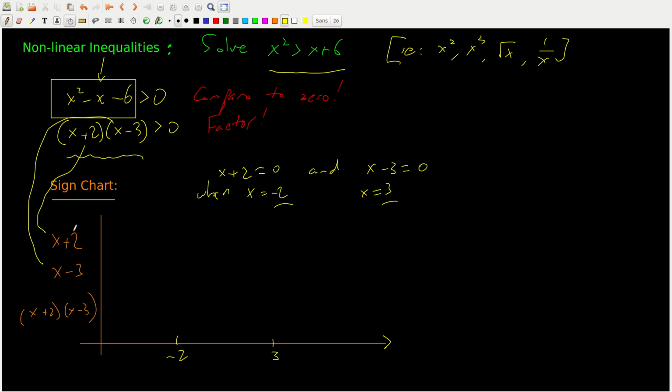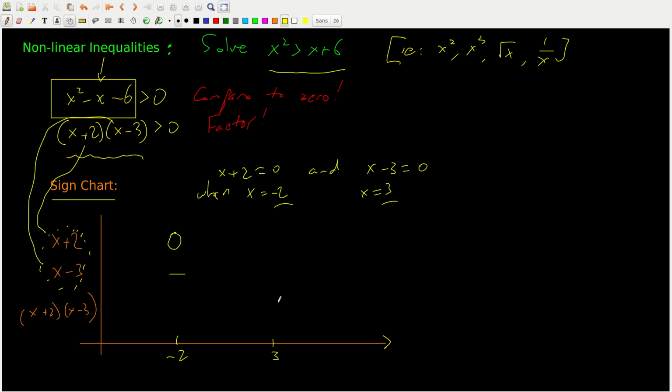So now I'm just going to calculate these quantities. I'm going to pick a value and I'm going to calculate the quantities at those values. So I'm going to pick the value minus 2, let's say. I'm going to calculate the value of x plus 2 at the point minus 2. Well, minus 2 plus 2 is 0. Similarly here, I'm going to plug minus 2 into x minus 3, and I get minus 5. Well, that's negative. I don't care whether it's minus 5 or minus 5,000. I just care that it's negative.